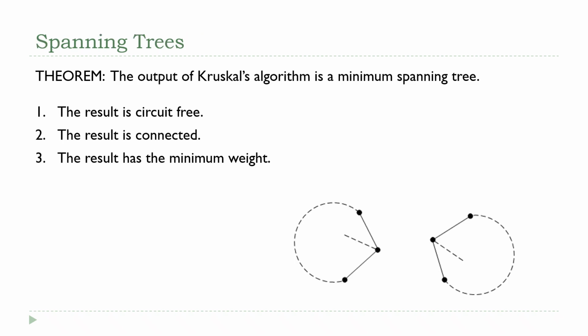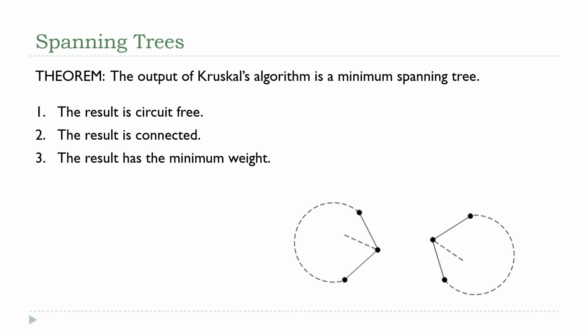So to show this, we need to show three things. First, that the graph is circuit-free and connected, which is going to make it a tree. And second, or third on the list here, that the output has the minimum possible weight. Okay, we get the circuit part almost for free. The algorithm itself specifically forbids adding any edges that would create a circuit. So if we follow the directions, there can't be a circuit in the graph anywhere.